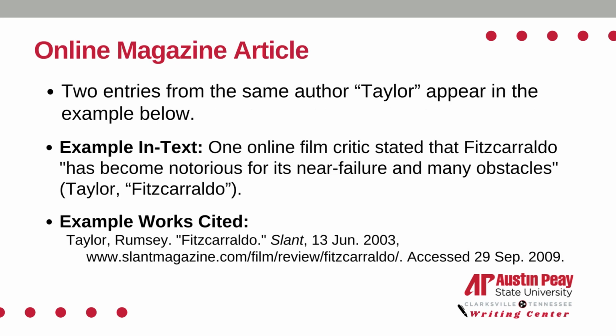In the first example, an online magazine article, the writer has chosen not to include the author name in text. However, 2 entries from the same author appear on the works cited. Thus, the writer includes both the author's last name and the article title in the parenthetical citation in order to lead the reader to the appropriate entry on the works cited page.